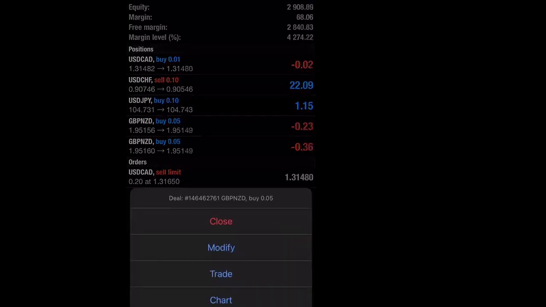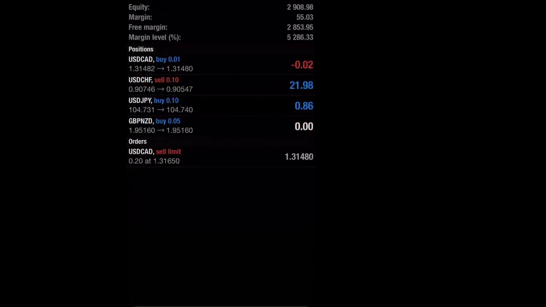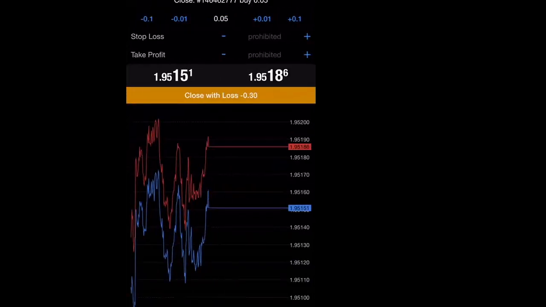Let me go ahead and delete these trades. Right, so just know how much you have in your account, right? If you have 50 cents, don't use anything higher than a 0.05. If you have $40, don't use anything higher than a 0.04, right? If you have $30, don't use anything higher than a 0.03.